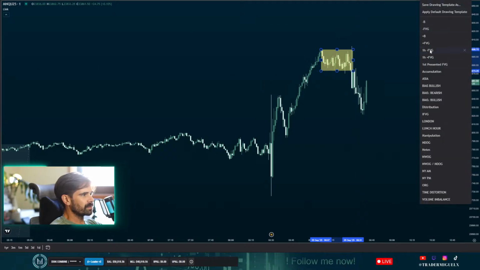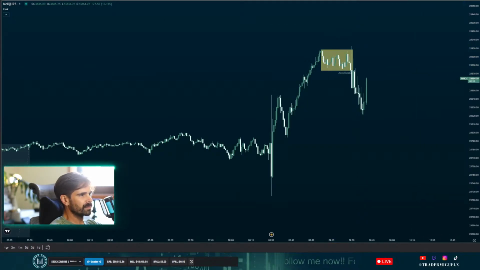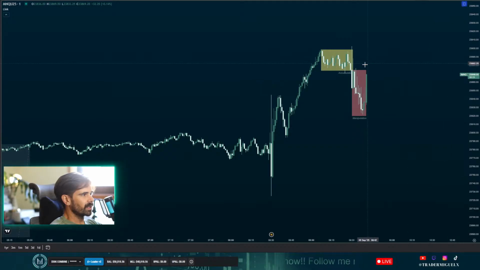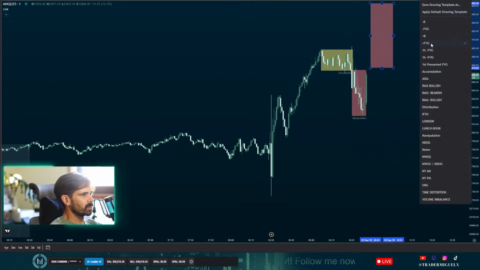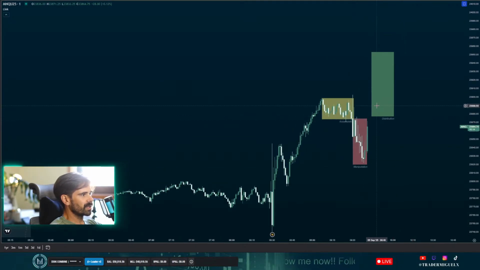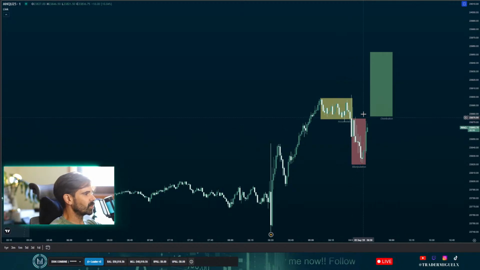this could eventually be some sort of accumulation. This could be some sort of manipulation. And this could be some sort of distribution if price really comes inside a range with a strong behavior and eventually gets above this 930 candle. But yeah, we still have to wait before taking anything here.